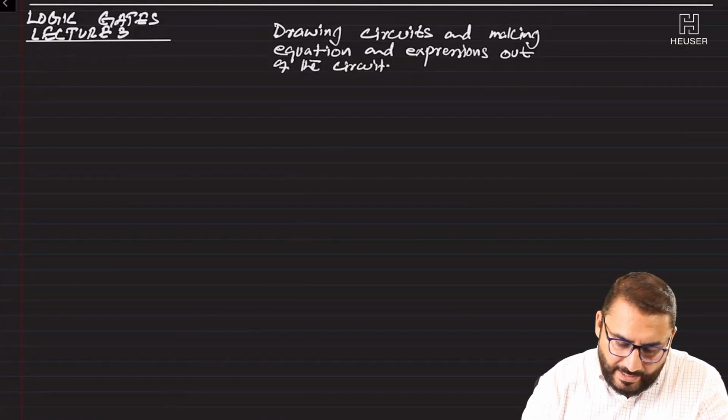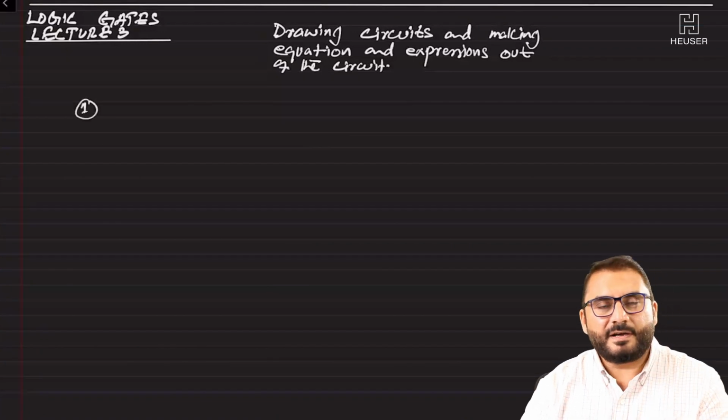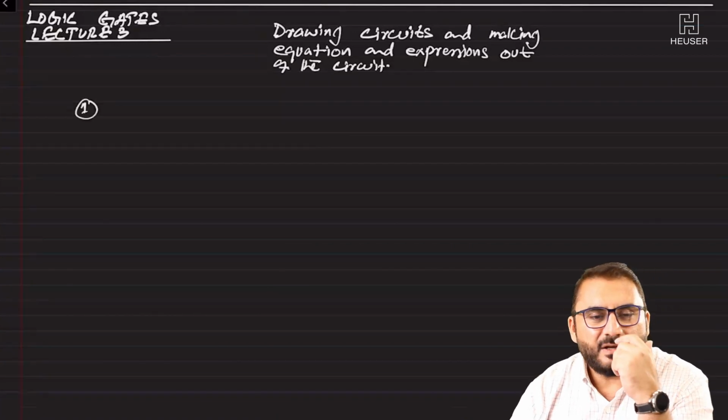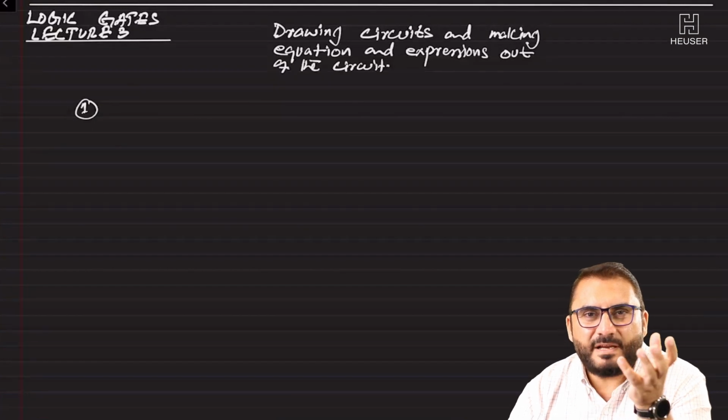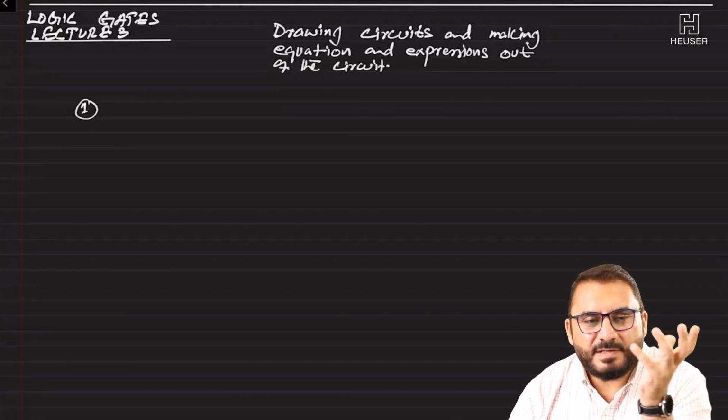So this particular lecture is about how to draw circuits and make equations and expressions out of it. How to represent the circuit in the form of mathematical equation and logic expressions or Boolean expressions. All right, so let us see. Let's say I've got this circuit. So what is a circuit? A circuit is basically a combination of gates. When we combine gates for some purpose, it is said to be a circuit.